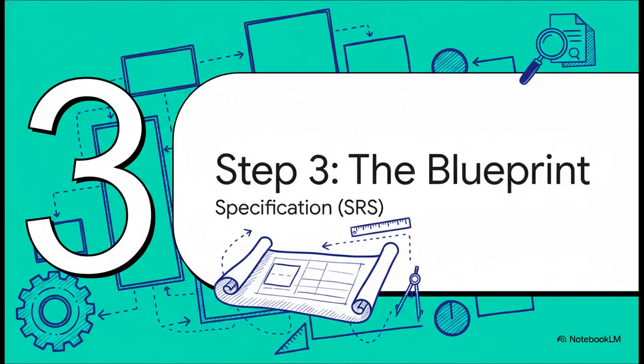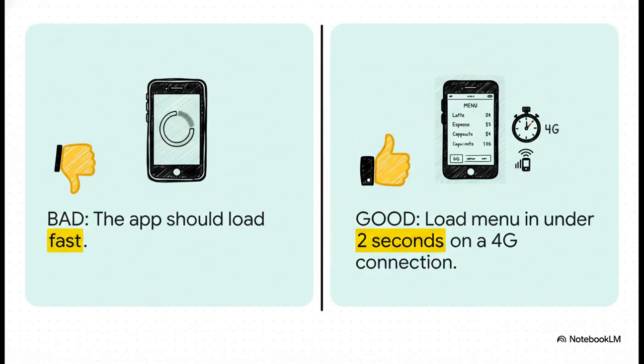Step 3 is specification. So now that you know what's actually possible, you've got to write it all down. This becomes the official blueprint for the project. It's often called a Software Requirement Specification, or SRS, and it's what you'll hand over to the developers so everyone's on the same page. And in that SRS, vague words are the enemy. A bad spec would say something like, the app should load fast. A good spec says, the app must load the local cafe menu in under 2 seconds on a 4G connection. You see the difference? One is just a wish, the other is a command that you can actually test.